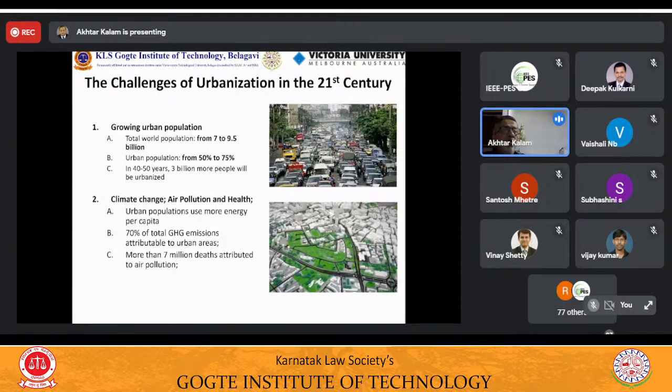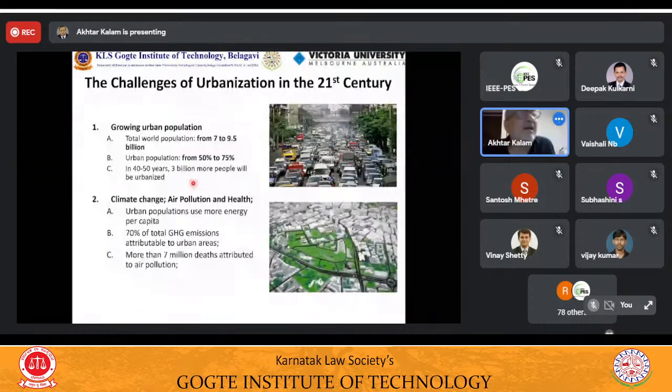3 billion more people will be in the urban city. This is the type of situation you will have in Belagavi. This is how the congestion will be. You'll be sitting like in Thailand, in Bangkok. Okay? You'll be sitting like that. There's going to be problems. You're going to have air pollution. Climate change will come in. Health will be a huge issue.